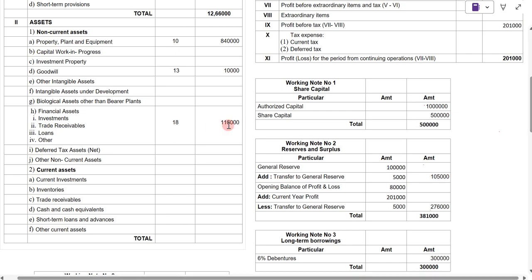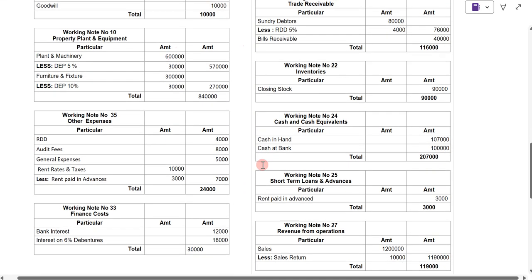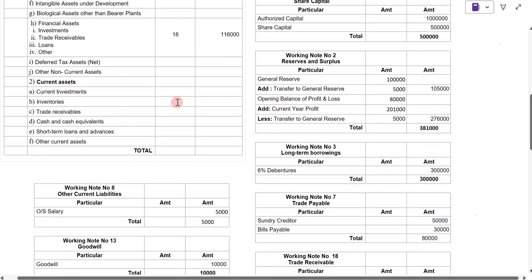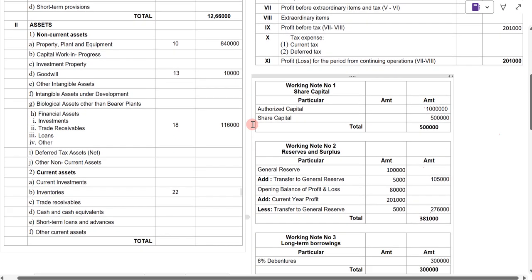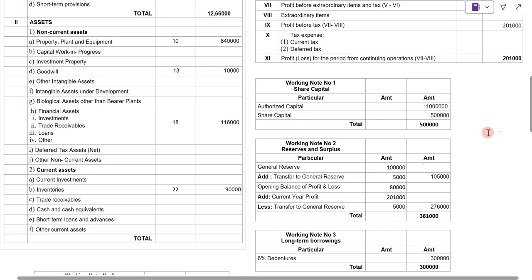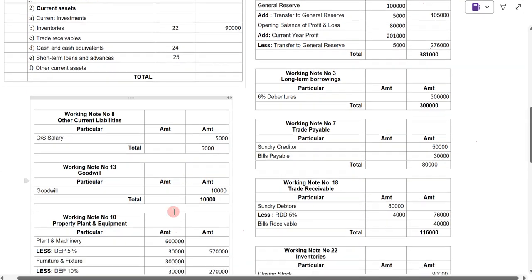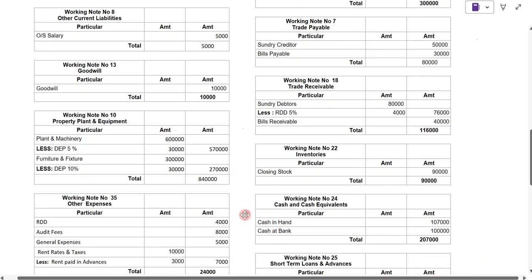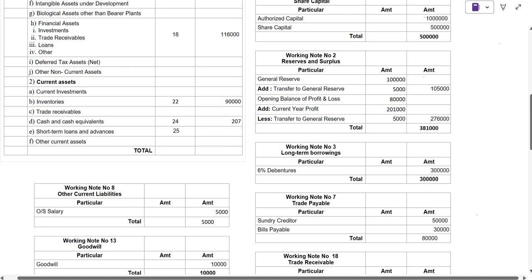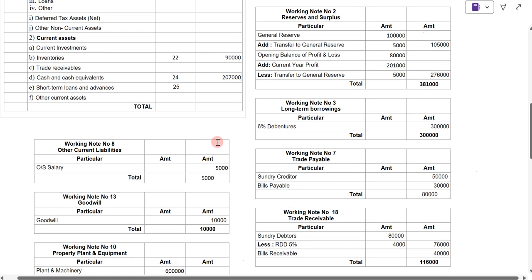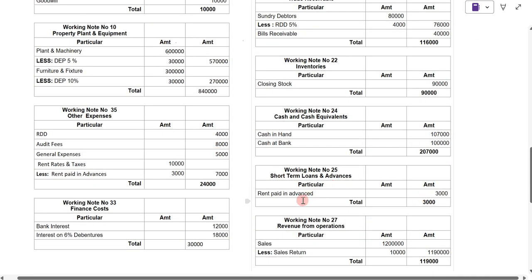After that, inventories, note number 22, 90,000. Then next is cash and cash equivalent, note number 24, and short term loans and advances, note number 25. Cash and cash equivalent total is 2,07,000. Short term loans and advances, note number 25, 3,000.